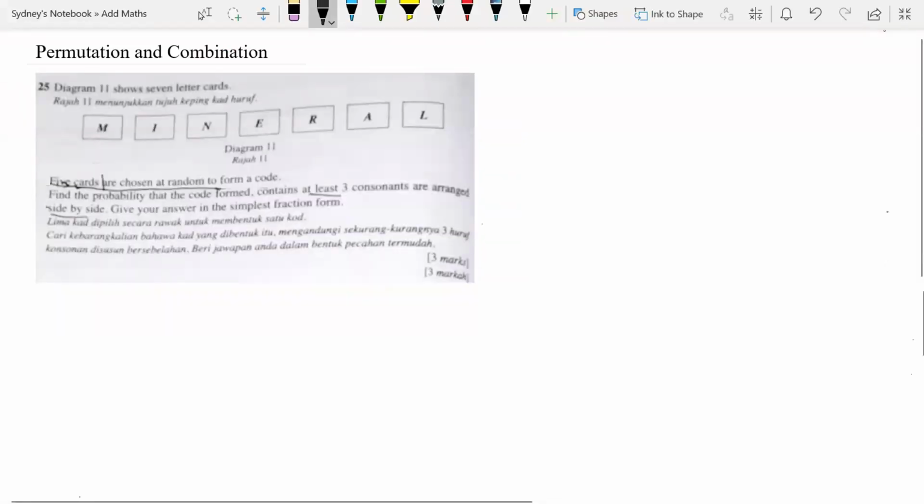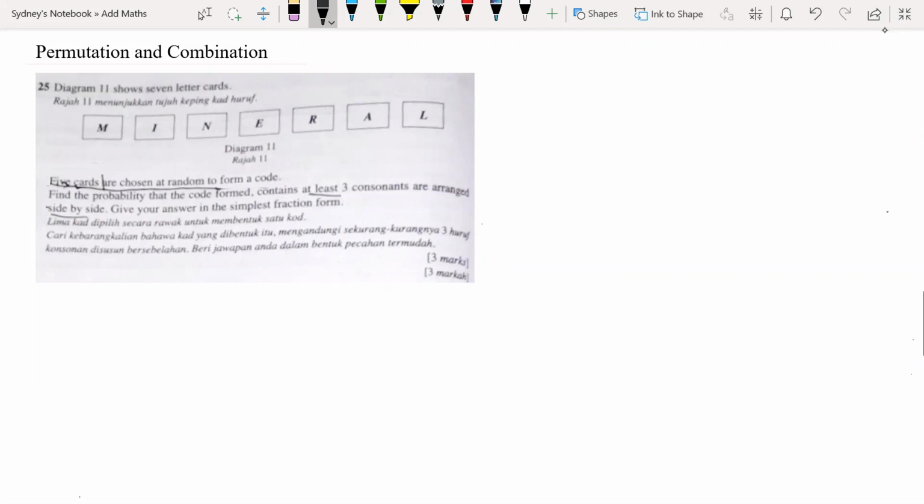Hello everyone. In this video clip, I am going to share with you how to solve this permutation and combination question. Now this question is a little bit tricky. So let's read together and understand the requirement of the question.